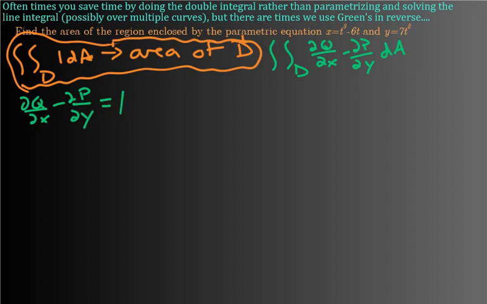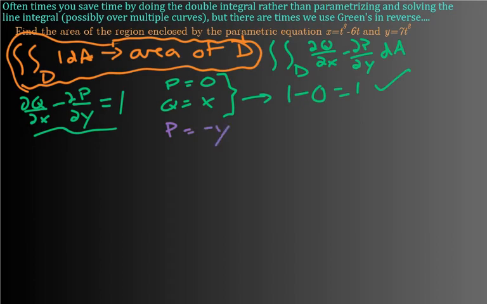I think that there's probably infinite, but there's a few that are really nice. Okay, so if p equaled 0 and q equaled x, notice here that you would get, for this result, the partial of q with respect to x, which is 1, minus the partial of p with respect to y, which is 0, and that equals 1, right? You could do p equal to negative y and q equal to 0, and this would also do it, because now you're going to do 0 minus a negative 1, which is 1, and that's good.